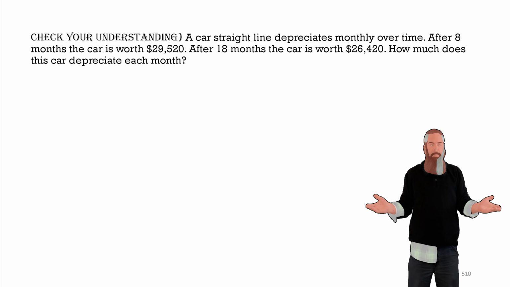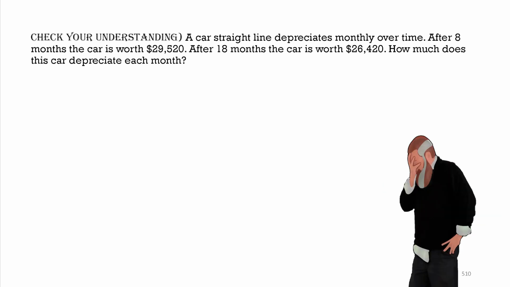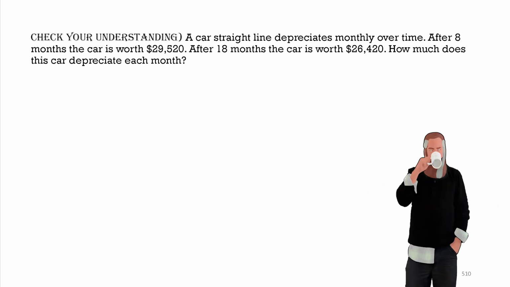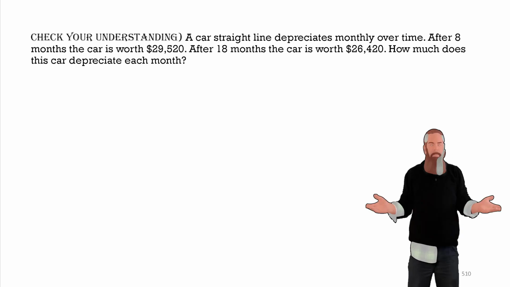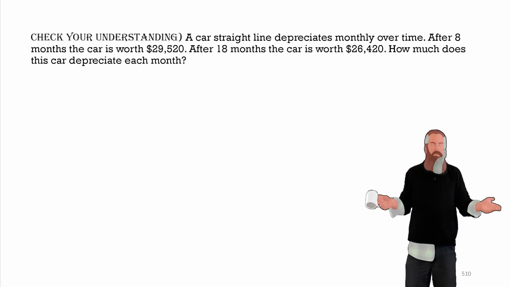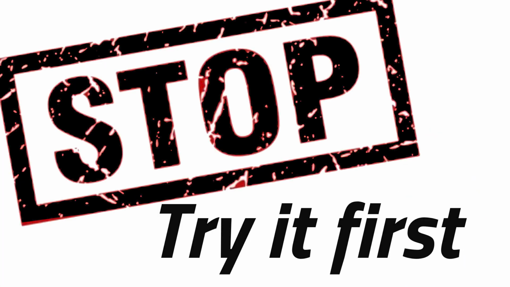Let's check our understanding of this. A car straight line depreciates monthly over time. After 8 months, the car is worth $29,520. After 18 months, the car is worth $26,420. How much does this car depreciate each month?